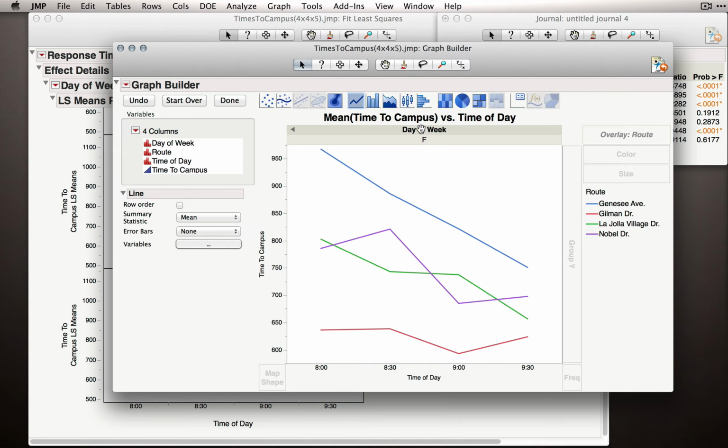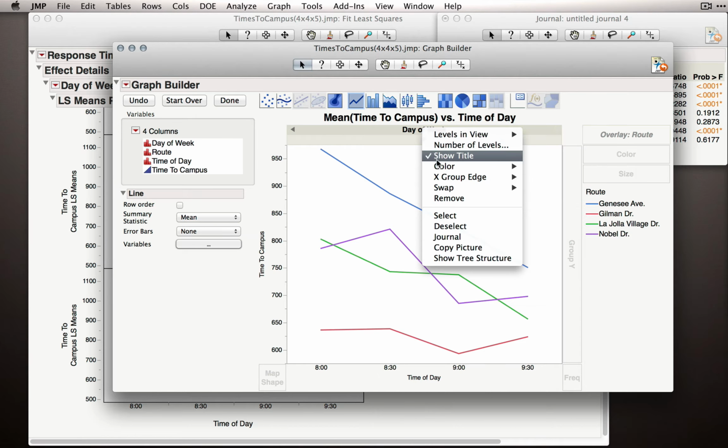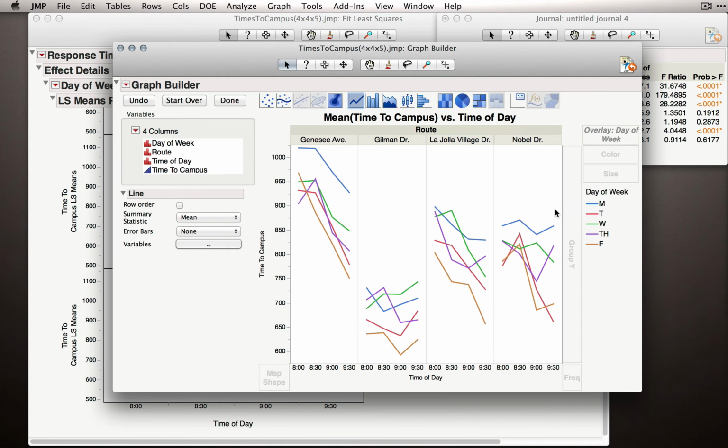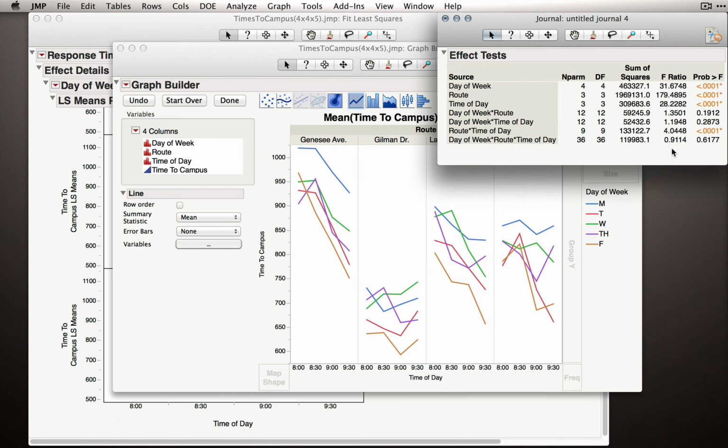We can look at this a different way. Let me right-click day of week, and I'm going to go to swap, and I'm going to swap this with one of our other factors. Let's swap it with route. So now what we're looking at is whether the two-way interaction between day of week and time of day changes across the different routes. That's actually the same test. In our model, we only have one three-way interaction. It happens to capture all the different modulations of the two-way interactions across the levels of the third factor.